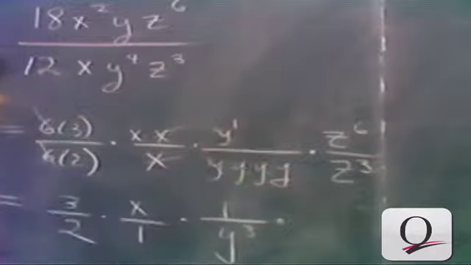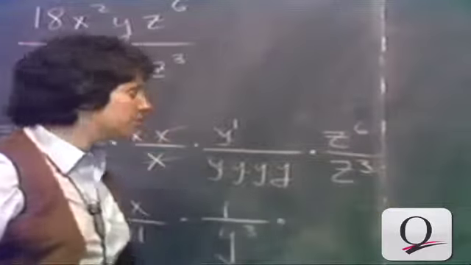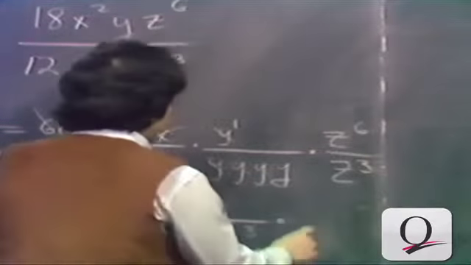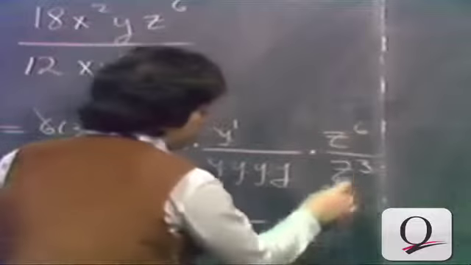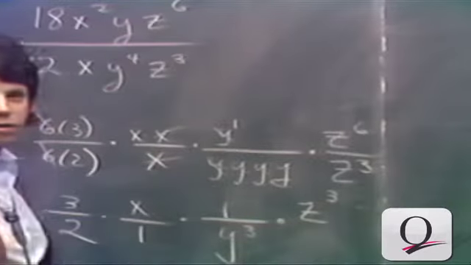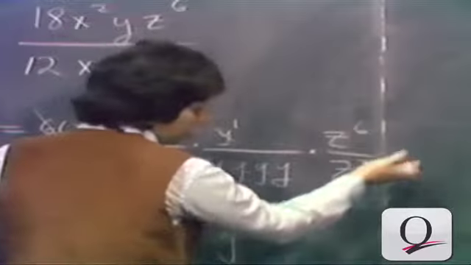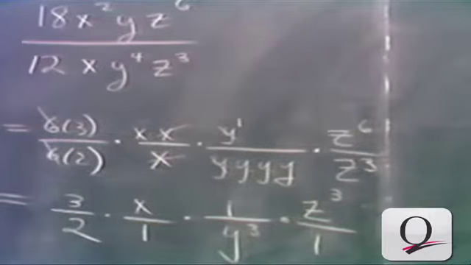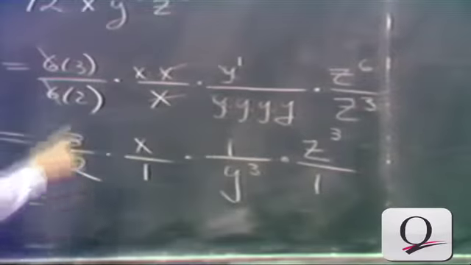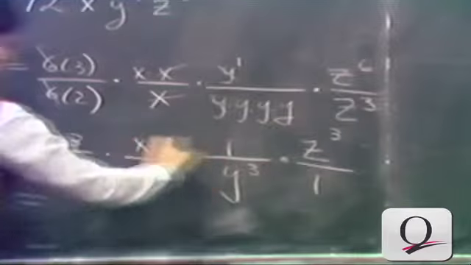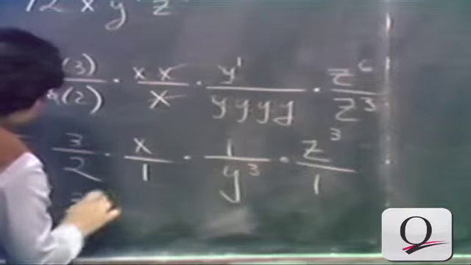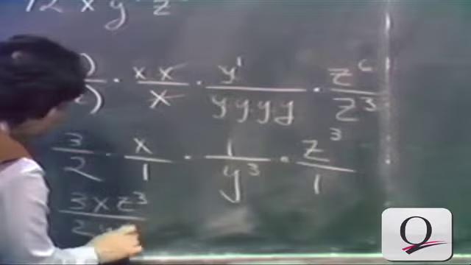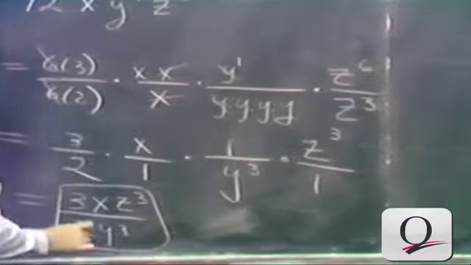And if you don't want to actually write out the 6 z's and divide by the 3 z's, you can use the fact that z to the 6th over z cubed is z to the 6 minus 3, or z to the 3 power. Or dividing top and bottom by z cubed, you have 1 here, and z to the 6th over z cubed is just z cubed. Okay, let's combine and see what we have. We have 3x z cubed in the numerator over 2y cubed in the denominator.